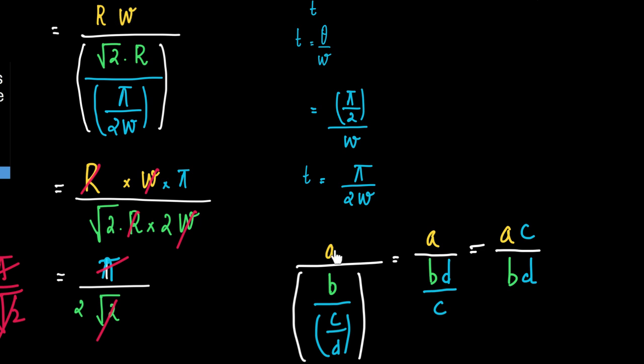So we have r omega as a, root 2 r as b, pi by 2 omega as c by d. So what is b by c by d? It is bd by c, right? Now what is a by bd by c? Reciprocal of bd by c. What is reciprocal of bd by c? It is c by bd. So this becomes ac by bd. So this is how I've written this in one direct step. So instead of a, r omega. Instead of c, we had pi. Instead of b, root 2 r. And in the place of d, sorry, my bad, in the place of d, we have here 2 omega.